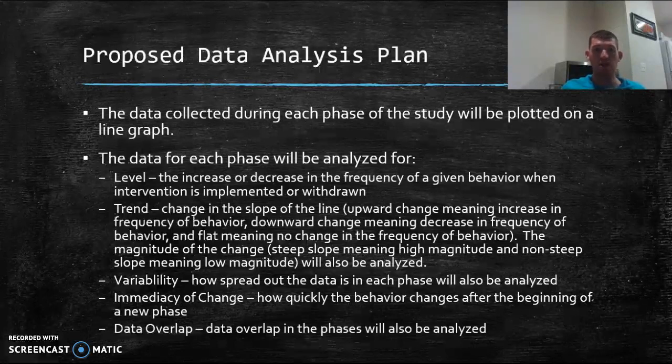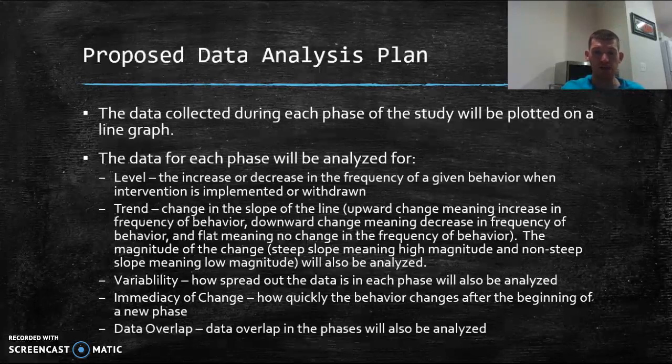So a steep slope, if the slope of the line changes by a lot and just goes straight up, then that means that the magnitude of the behavior change is a lot. Or if the slope goes straight down in a steep slope, that means the magnitude of the change of behavior is still very high. If the slope goes up just a little or down just a little, then that means that the magnitude of change for the behavior is actually very low. Also, it'll be analyzed for variability. How spread out the data is in each phase will also be analyzed.